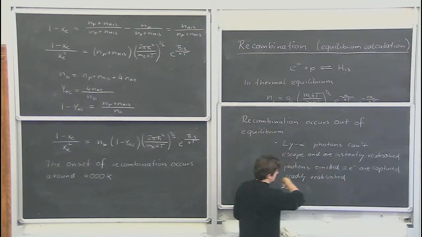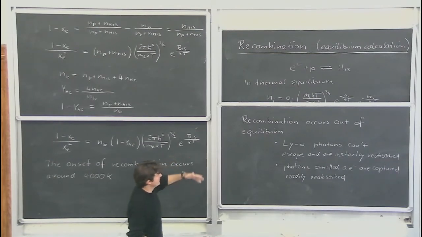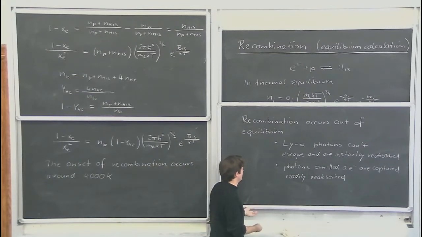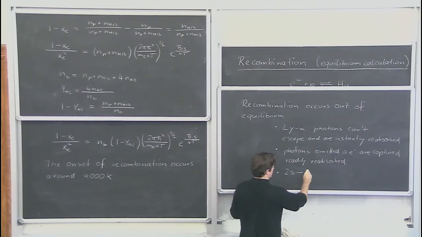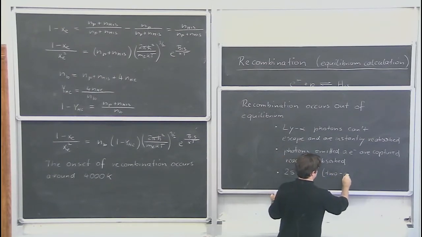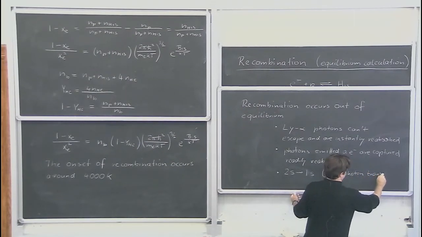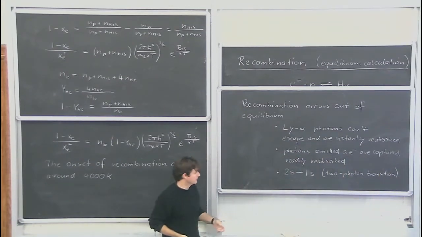And so there's no net change to the state of the system. And so the way recombination actually happens is through much slower processes where things don't get reabsorbed. So the recombination actually happens predominantly through the two-photon transition. Much slower, but then also these photons have energies that are too small to do anything to another hydrogen atom.